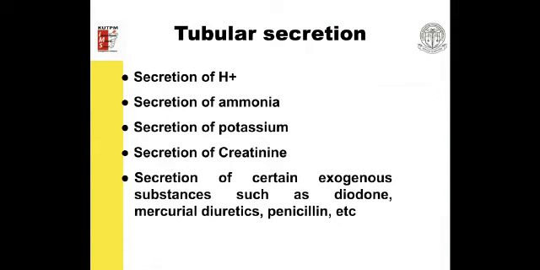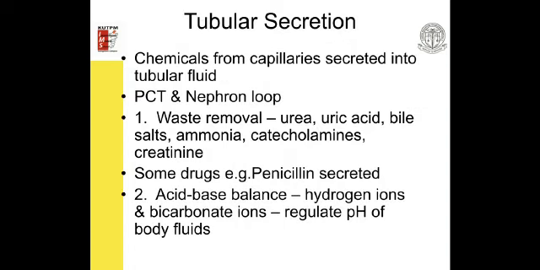The next process in the formation of urine is tubular secretion, which is about the secretion of hydrogen ion and ammonia, which play a role in acid-base balance, secretion of potassium, secretion of creatinine, and secretion of certain exogenous substances such as mercurial diuretics and penicillin. So what is tubular secretion? Chemicals from the capillaries, which were reabsorbed or newly formed, are secreted into the tubular fluid.